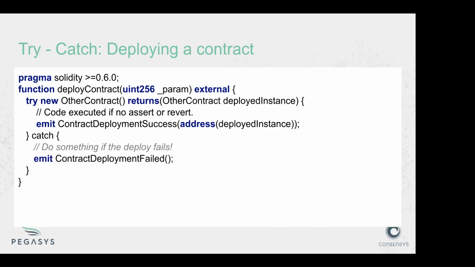You can also deploy contracts. Contract deployments can revert, or they could cause an assertion failure as well. So you can deploy a contract and use the returned deployed instance, and then either put that in storage, or you could emit an event.